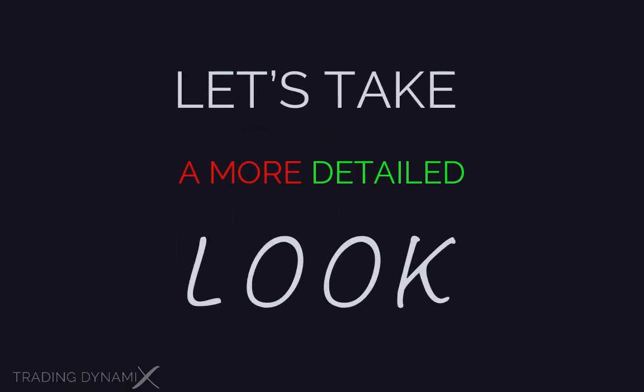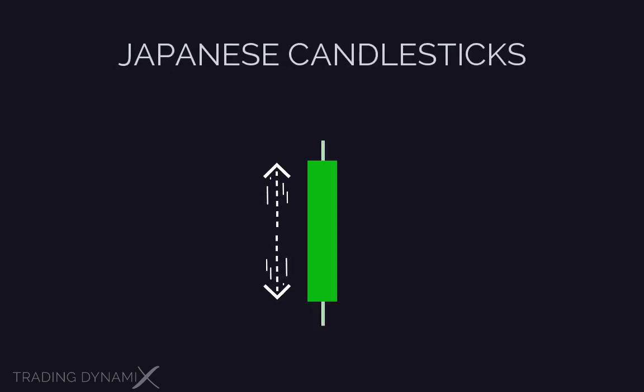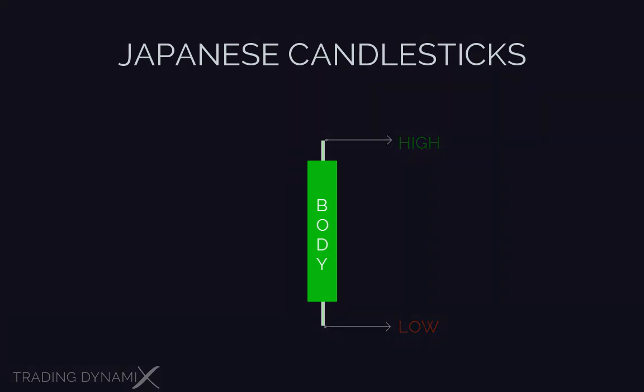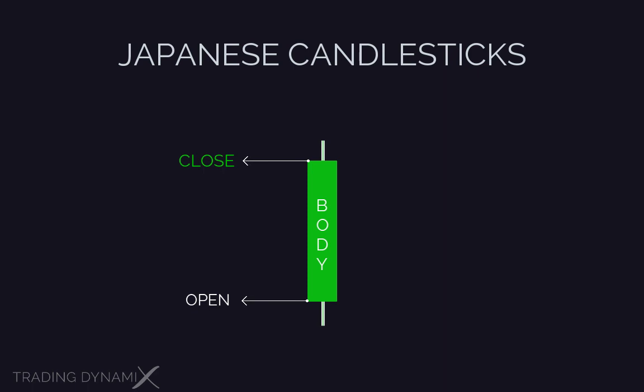Let's take a more detailed look. Every candle consists of a body and one or two tails, called wicks. The wicks represent the highest and the lowest price levels reached for that set interval. The body indicates the range between the open and the close price for a specific time frame.